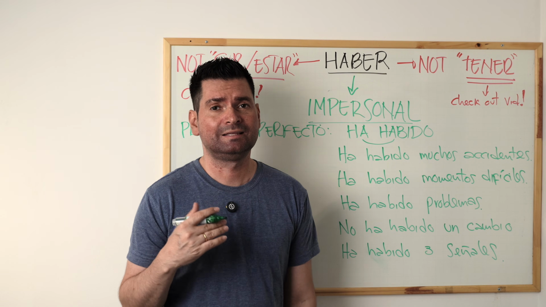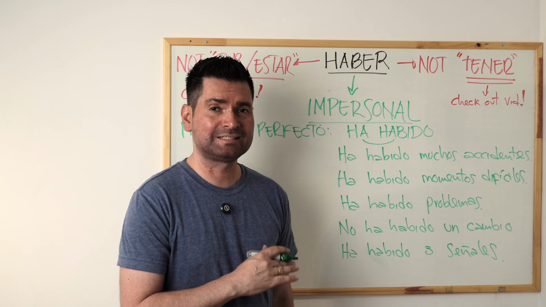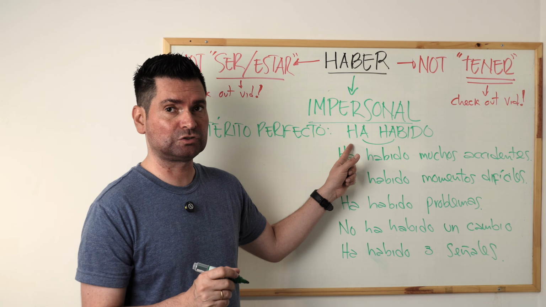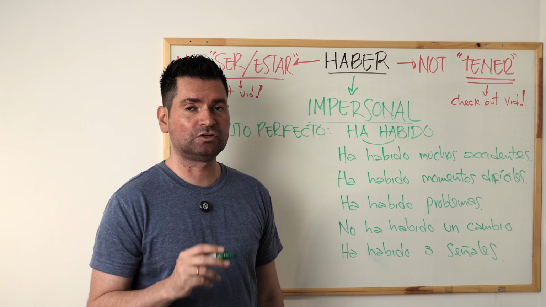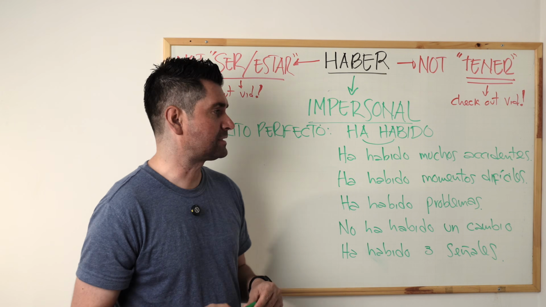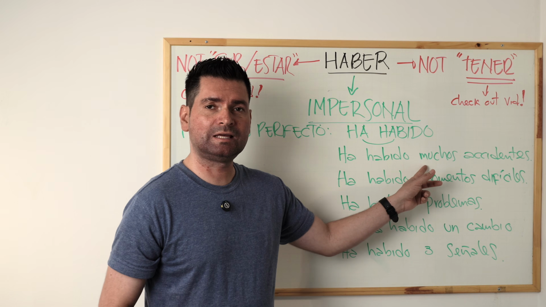Habido means there have been or there has been. In Spanish, it's always singular because it's impersonal. So the construction "han habido" is a very common mistake as well. Let's practice some examples. Ha habido muchos accidentes.